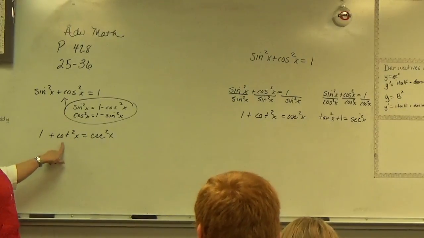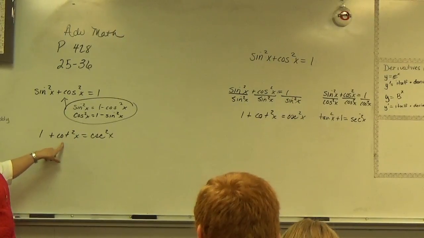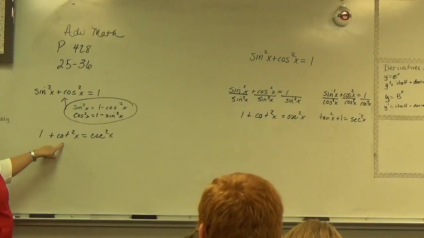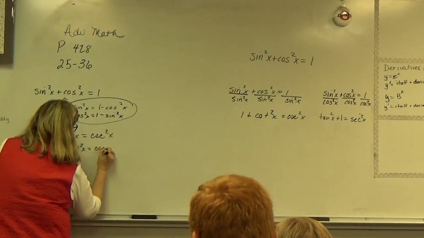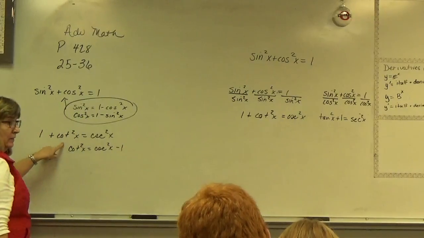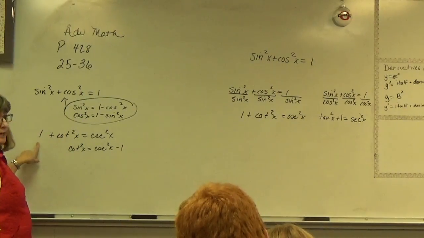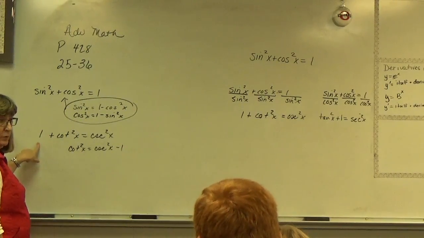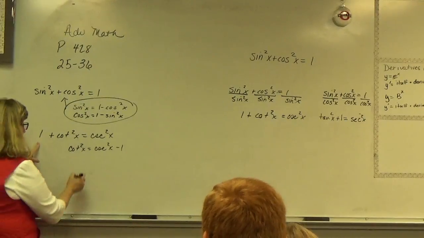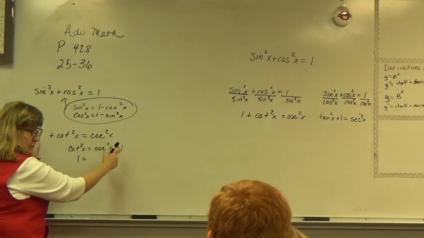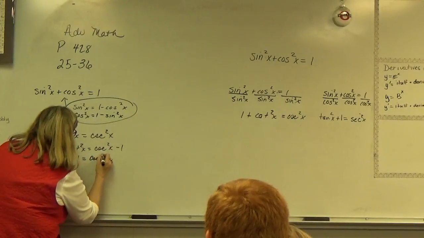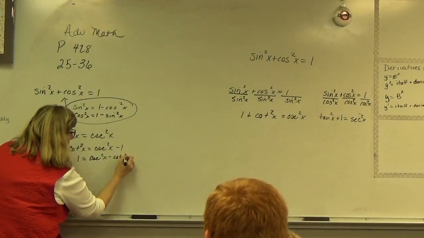Could I solve it for cotangent squared? What would I do to solve it for cotangent squared? Subtract 1. Okay. Could I solve it for 1? What would I do to solve for 1? Subtract cotangent squared from each side, right? So that would give me 1 equals cosecant squared minus cotangent squared.